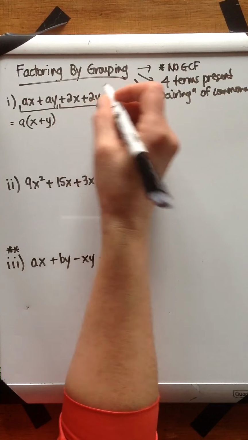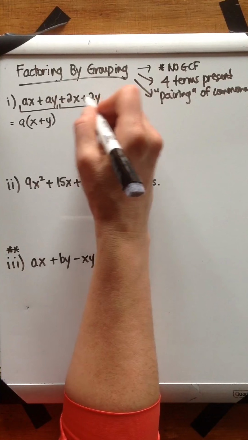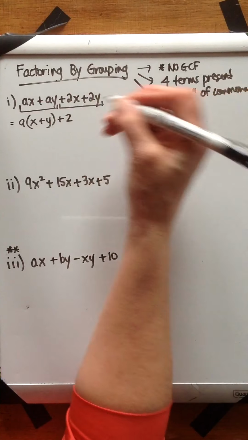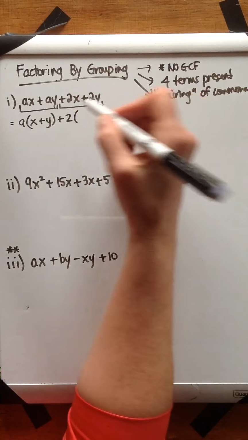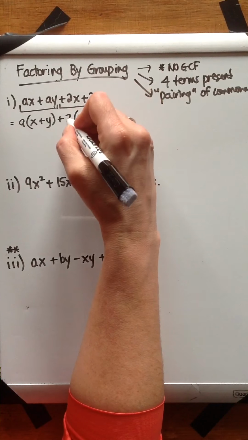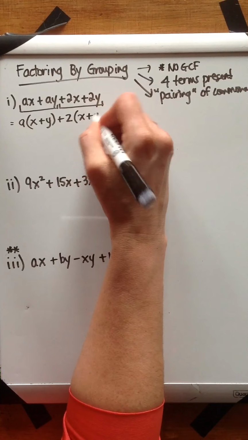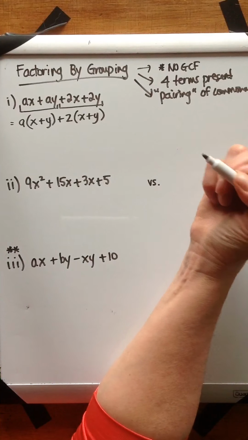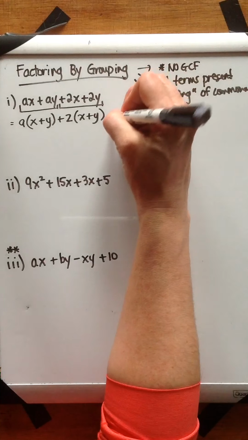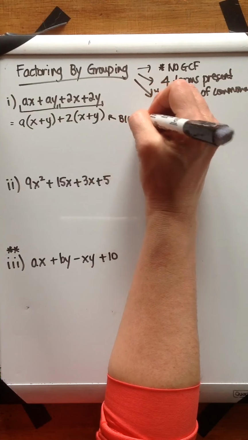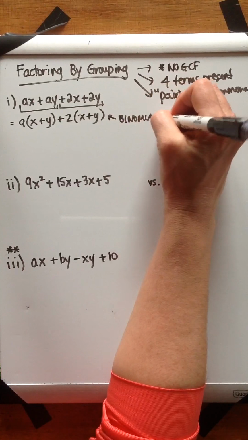Let's see if we can do the same thing here. I notice that numerically they have a common factor of +2, or a GCF. So I'm going to take it out. Notice that 2 times x would give me 2x, and 2 times positive y would give me 2y. Now what's really neat in this line is this looks like our previous video, where we now have a binomial as a common factor.